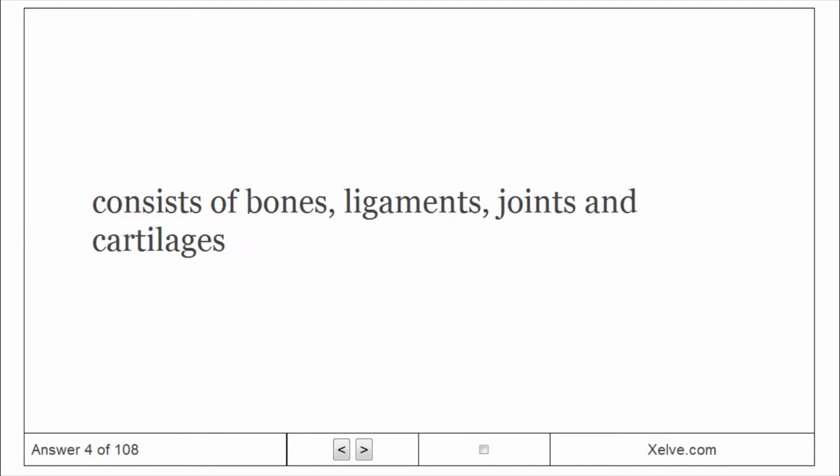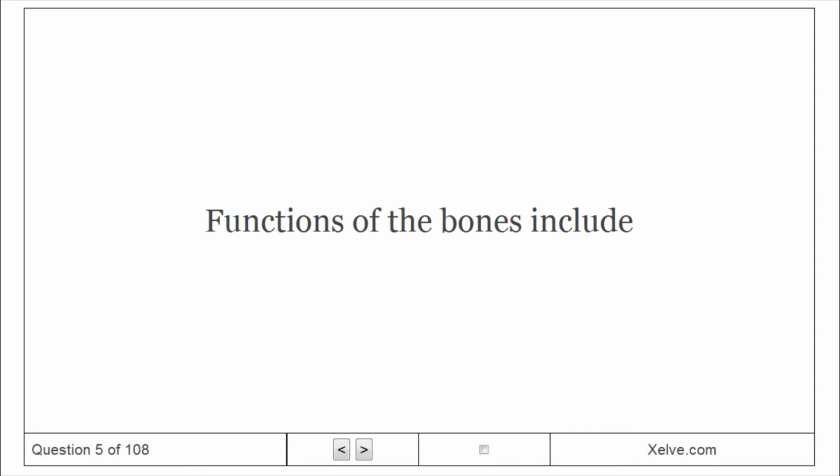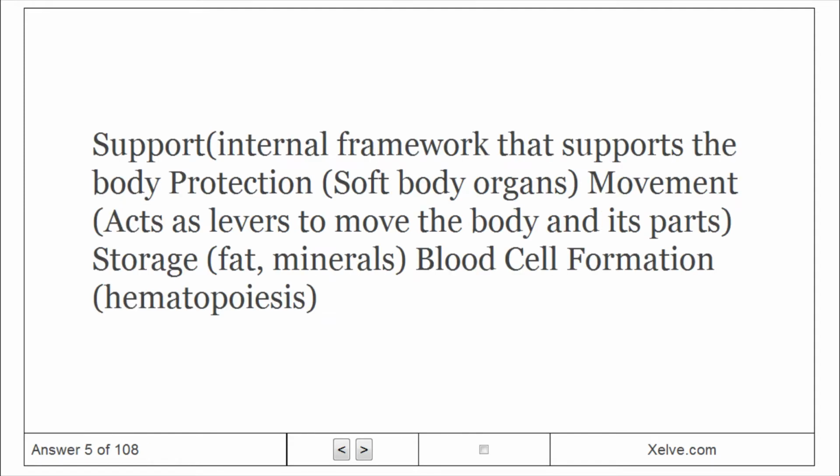Skeletal system: consists of bones, ligaments, joints and cartilages. Functions of the bones include support, an internal framework that supports the body; protection, of soft body organs; movement, acting as levers to move the body and its parts; storage, of fat and minerals; and blood cell formation, hematopoiesis.